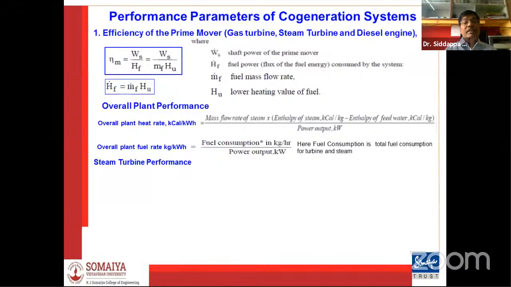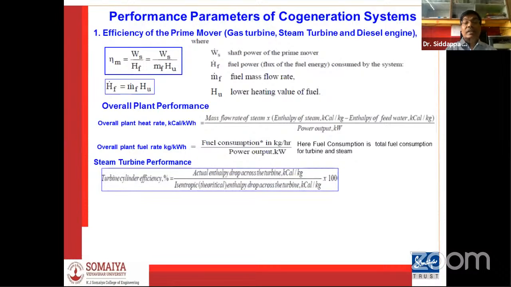And second prime mover, maybe your steam turbine. I told you just a minute back, we are going to determine the actual efficiency or isentropic efficiency of the turbine. Then turbine or cylinder efficiency is the actual enthalpy drop divided by the isentropic enthalpy drop. You know that in actual enthalpy drop, due to some friction, maybe friction in the nozzle, maybe the losses in the moving to fixed blade, maybe the losses between the fixed blade to moving blade passage.